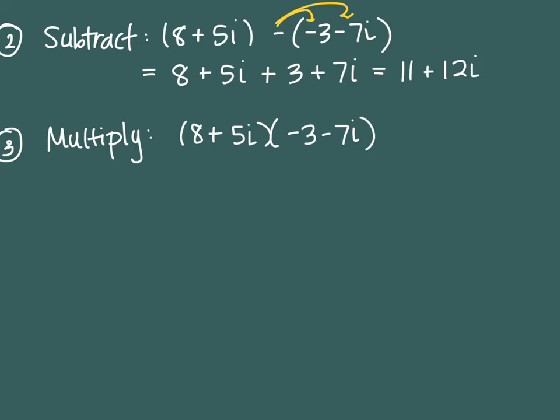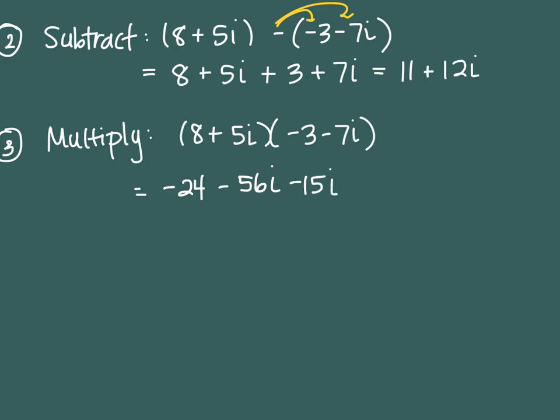This one people usually get right. First is negative 24. That's an 8 and the negative 3. The outside terms are 8 and negative 7, so that's negative 56i. The inside terms, the 5 and the negative 3, that's negative 15i.